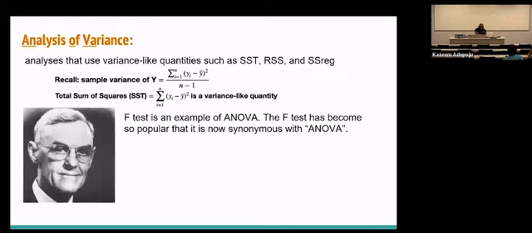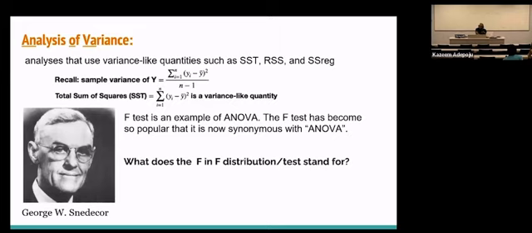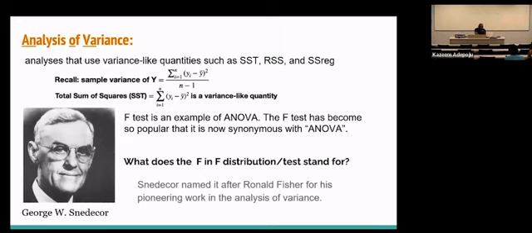This was put forward by this man, George Snedecor, in conjunction with Ronald Fisher. They actually put forward analysis of variance tests. With their efforts, the variation in a dependent variable can now be partitioned into various components. Like I said, Snedecor named it after Ronald Fisher, for his pioneering work in the analysis of variance.